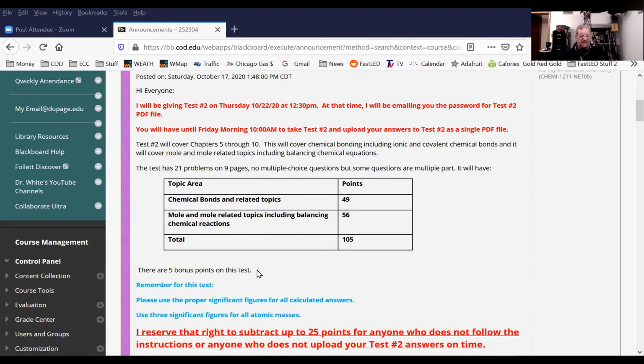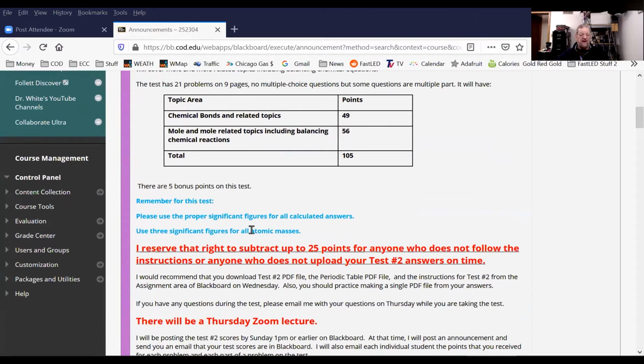Oh, that was late. Remember, it'll say this on the test, but use proper significant figures for all calculated answers and use 3 significant figures for all atomic masses. You'll be given my green periodic table to download. You've seen it before. On the top of each column, if you don't know your Roman numerals, it has the regular number for the number of valence electrons.